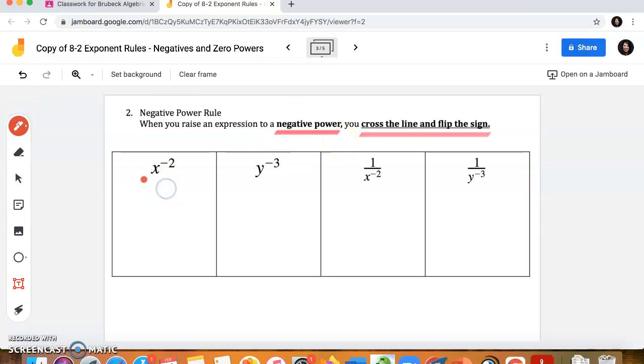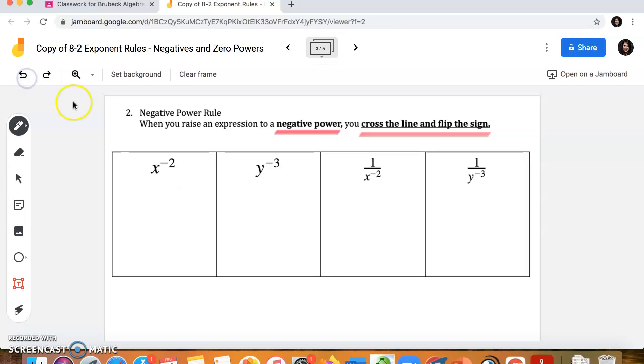So what I'm going to be doing here is I'm going to add a line. There's no line here, so I'm going to add a line, and what you're going to do is cross that line. So I added a line and I added a 1. And you're going to cross that line, and so you're going to put that X on the bottom, and then you're going to make the sign positive. Then you'll put a 1 at the top. And that's it.